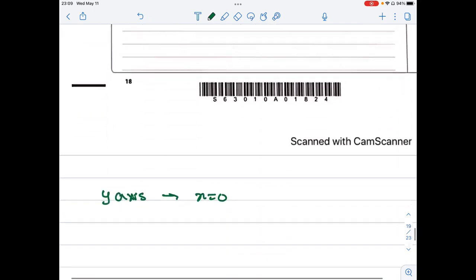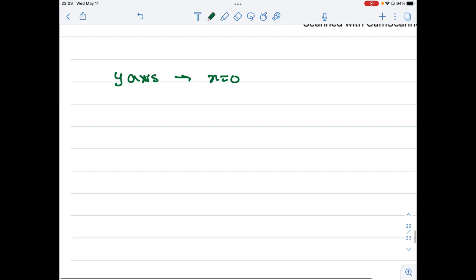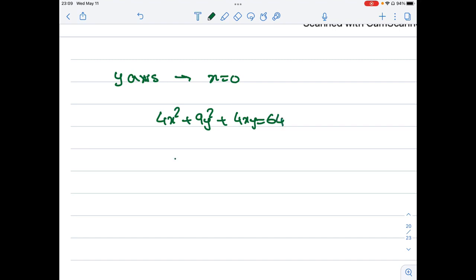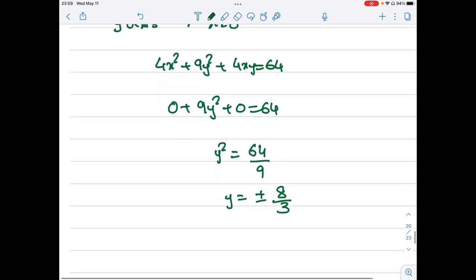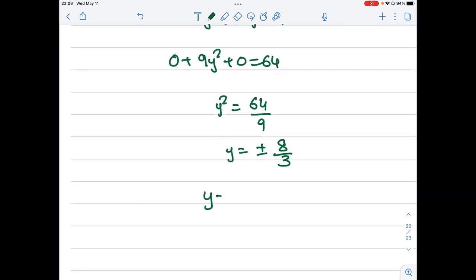4x squared plus 9y squared plus 4xy equals 64. Plug in x is equal to 0. So 9y squared plus 0 equals 64. Y squared equals 64 upon 9. Y equals plus or minus square root of 64 upon 9, which is 8 upon 3. But I take minus 8 upon 3 because it is the negative y-axis. So the point P is 0, comma, negative 8 upon 3.